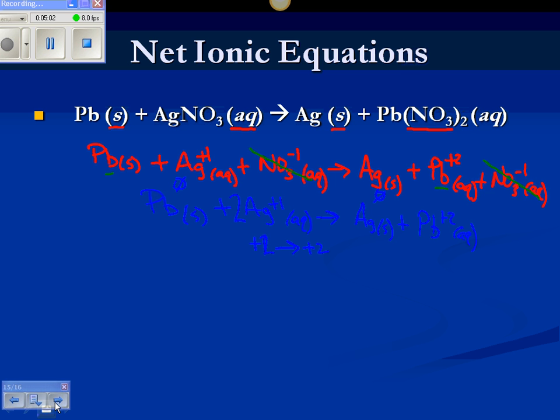Now if I take a look, I have 2 silvers, and I need 2 silvers on this side. On the reactant side, I have 1 lead and 1 lead on the product side, 2 silvers on the reactant side, 2 silvers on the product side. So that's how you do a balanced equation for net ionic. Make sure you put a box around your final answer, and basically just follow the steps. You eliminated spectator ions, and you're done.